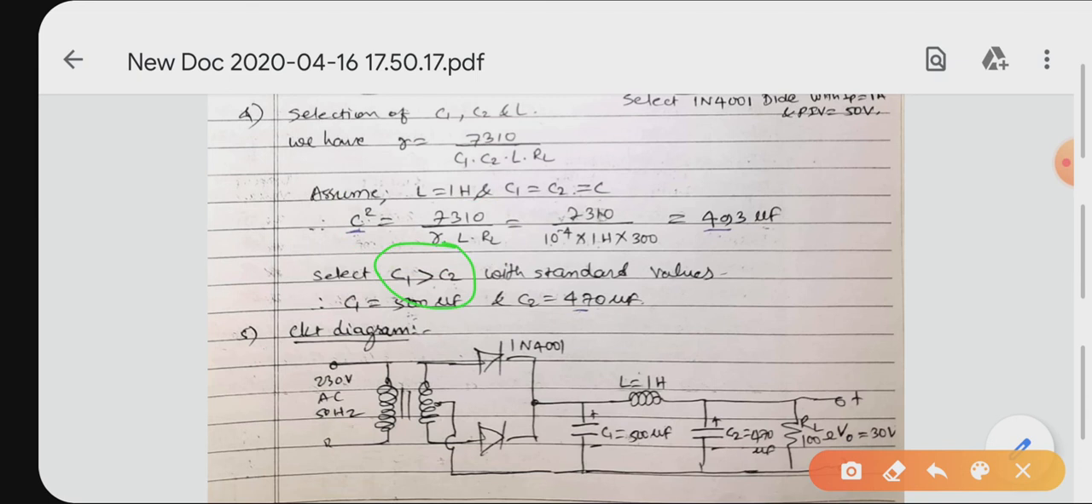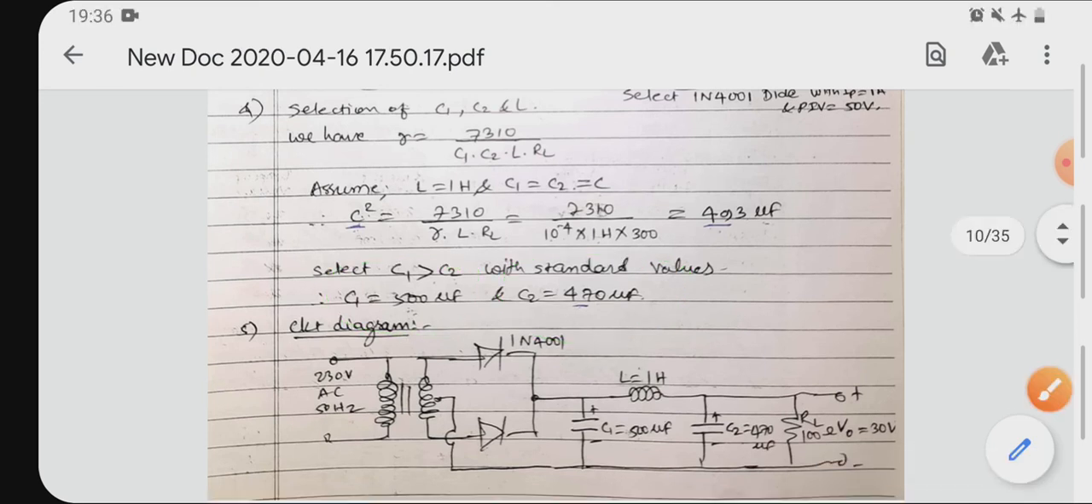with standard values. So you have calculated 493 microfarad, select C1 slightly greater than C2, C1 is 500 microfarad and C2 is equal to 470 microfarad. So this adjustment we have done for calculating all three unknown values, L, C1, C2. What we have done, we have assumed L is equal to 1 Henry. Then we have considered equal values of C1 and C2, and finally C1 is selected slightly greater than C2.